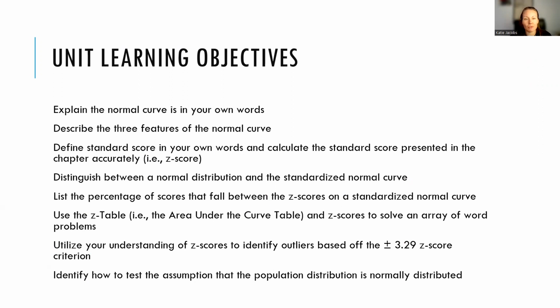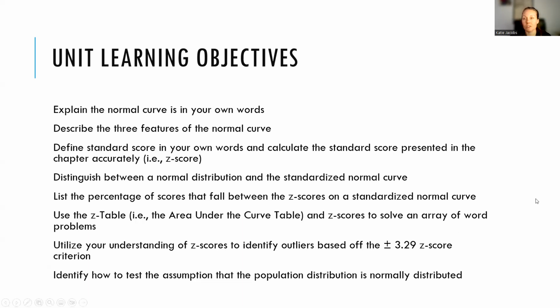I want you to be able to list the percentage of scores that fall between the z-scores on a standardized normal curve. I want you to use the z-table, in other words, the area under the curve table, and z-scores to solve an array of word problems. I want you to be able to utilize your understanding of z-scores to identify outliers based off of the plus or minus 3.29 z-score criterion. And then I want you to identify how to test the assumption that the population distribution is normally distributed.